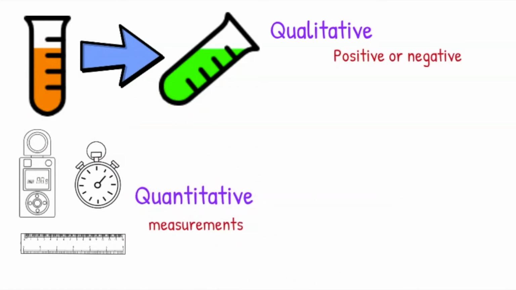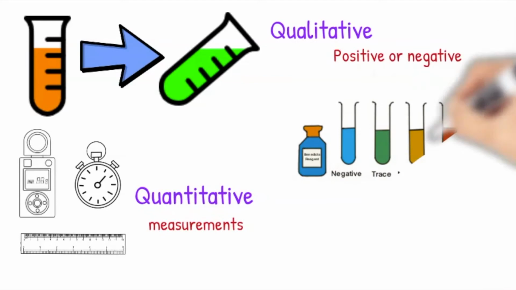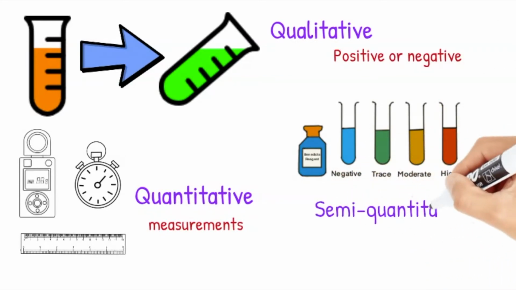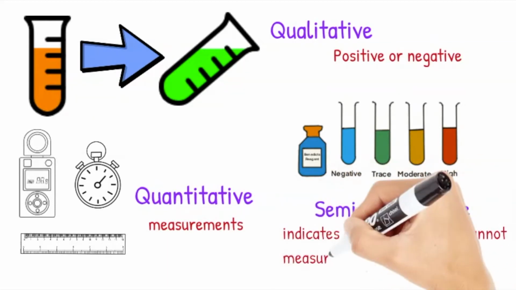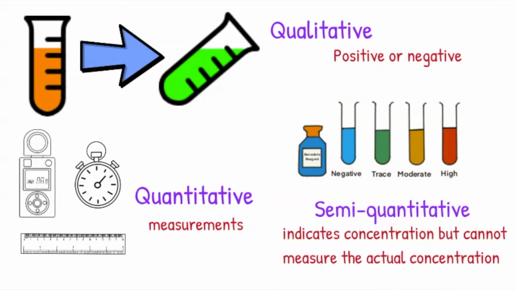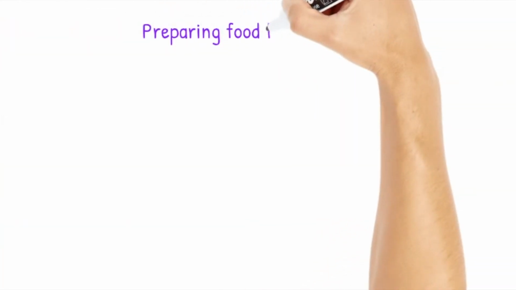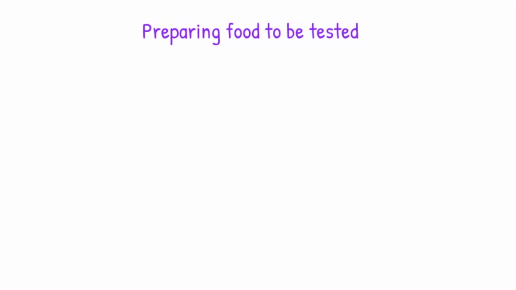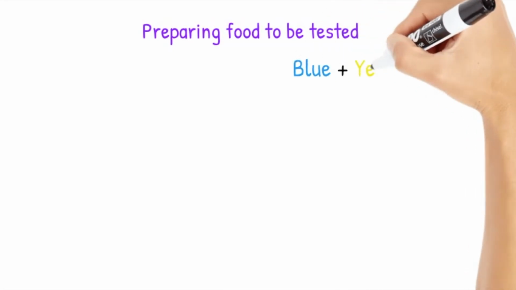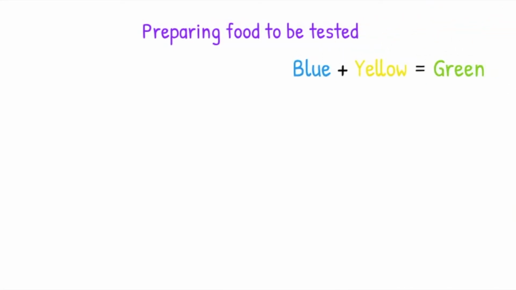The Benedict's test for simple sugars, which is the first one I will describe, is semi-quantitative, as there are various resulting colours depending on the concentration of the simple sugar, but it only indicates the concentration of sugar solution. It does not give a figure. Foods in liquid form can be used straight away in these tests. Just remember, if they are coloured solutions, this can affect the resulting colour.